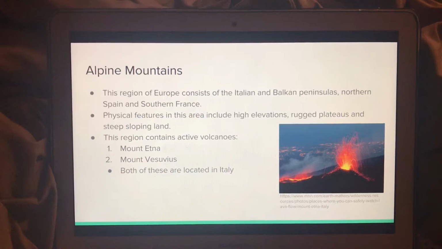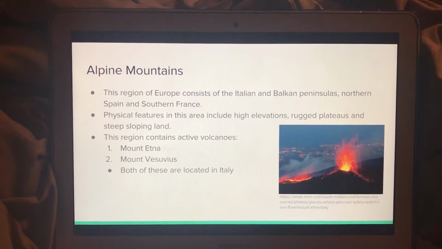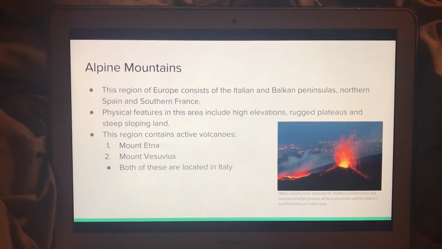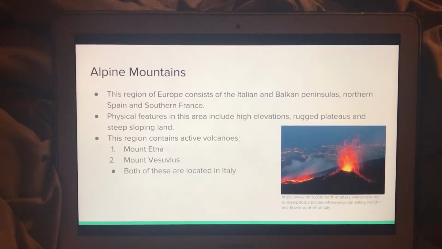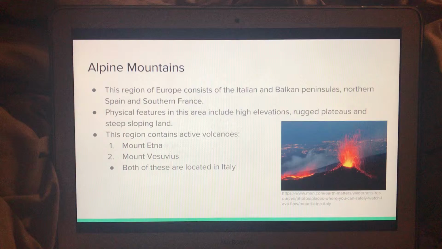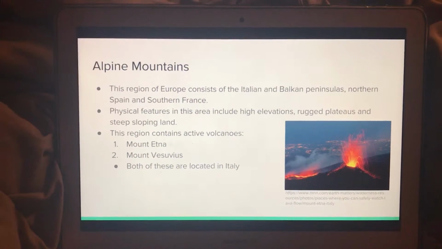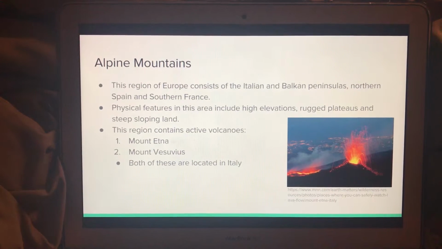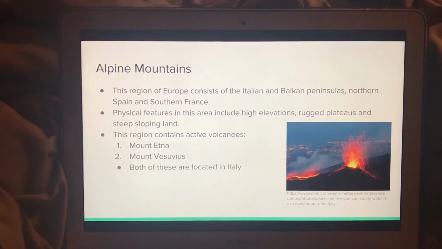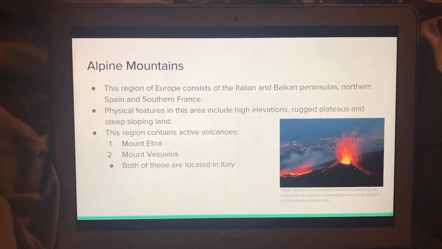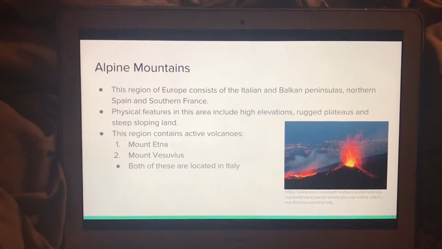The Alpine Mountains. This region of Europe consists of the Italian and Balkan peninsulas, northern Spain, and southern France. Physical features in this area include high elevations, rugged plateaus, and steep sloping land. This region contains active volcanoes, Mount Etna and Mount Vesuvius, and both of these are located in Italy.